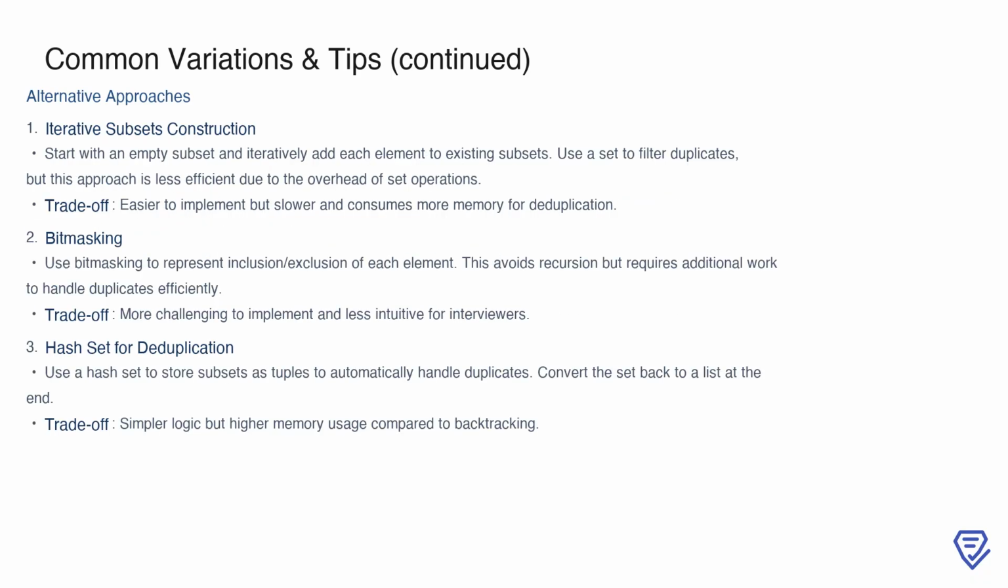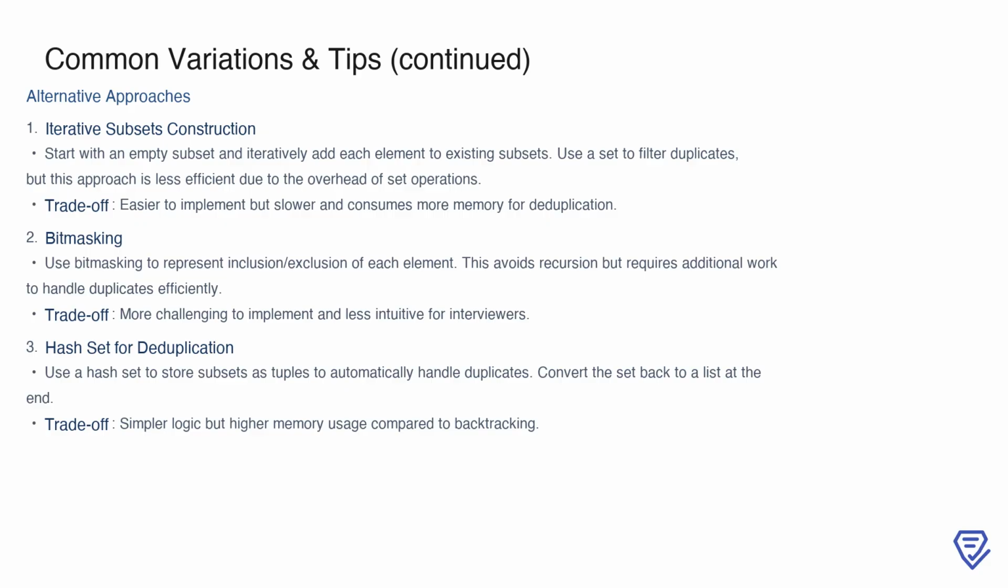Now, let's look at some alternative approaches to solving Subsets II. One option is iterative subset construction. This method starts with an empty subset and iteratively adds each element to existing subsets. While simpler to implement, it often relies on a set to filter duplicates, which can slow things down and use more memory.